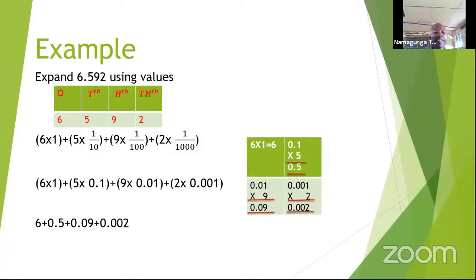Meaning that the value of 6 in that number is 6. The value of 5 in that number is 0.5. The value of 9 in that number is 0.09. And the value of 2 in that number is 0.002. I hope we are together in our first example. Here you go ahead to find the values.